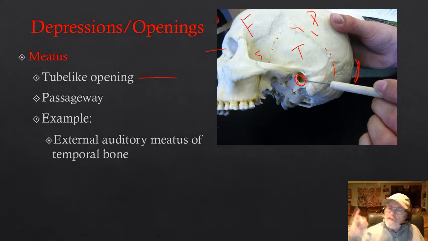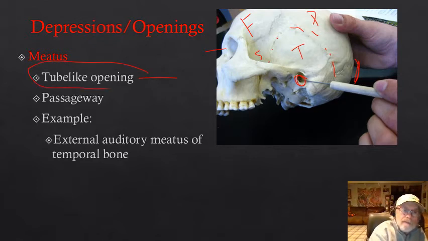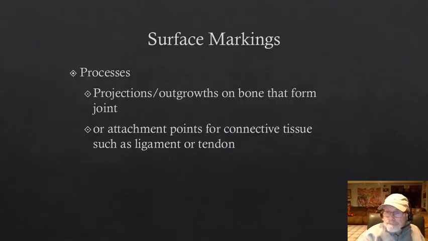But if you take your little finger, stick it like this. Now stick it in your ear. I can't because I have my headphones on. Stick it in your ear. Guess where it's at? It's in the external auditory meatus, because the meatus is a tube-like opening. That's what a meatus is, a tube-like opening.